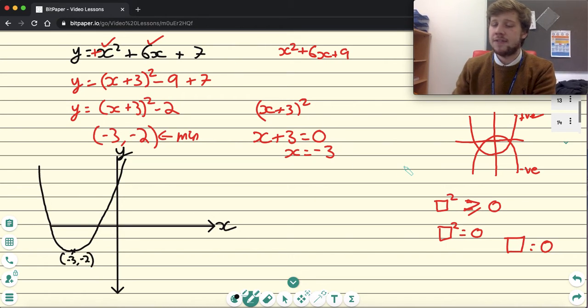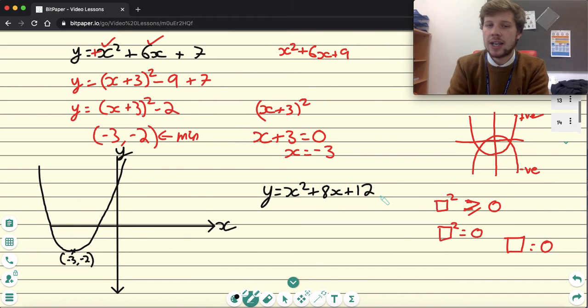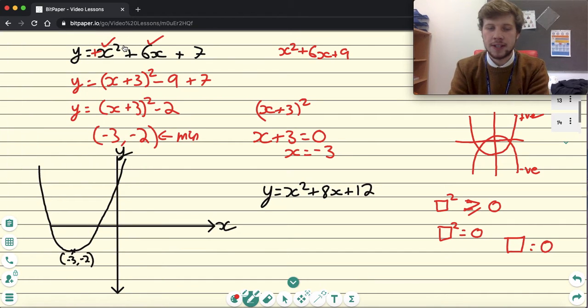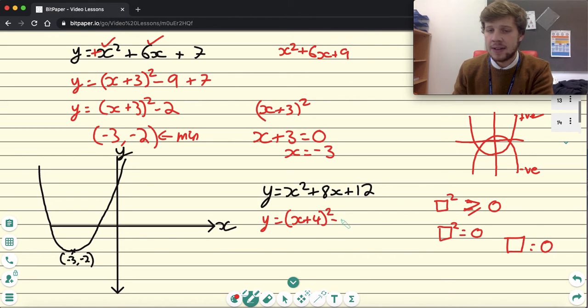What I'd like you to do then, thinking about that last example, I gave you the equation of y equals x squared plus 8x plus 12. I'd like you to first recap how we complete the square and also draw an appropriate plot for that. Thank you for pausing the video. We should be able to complete the square on this to get (x plus 4) squared, take away 16 plus 12, so we'd get y equals (x plus 4) squared, take away 4.